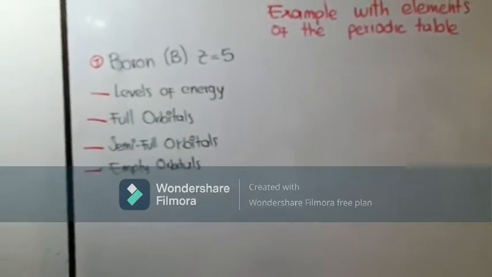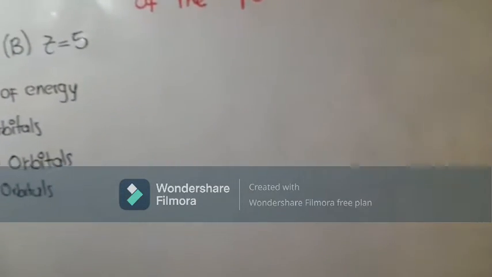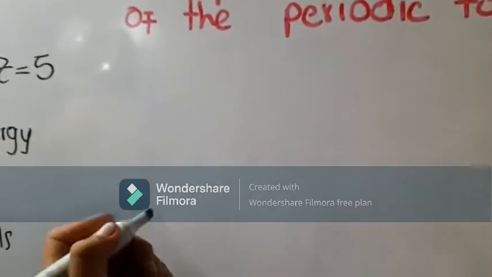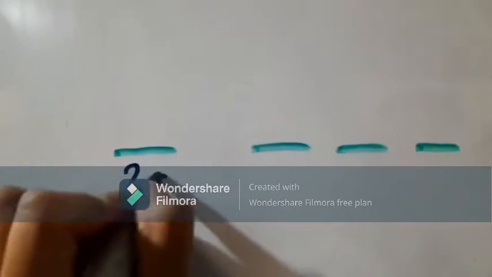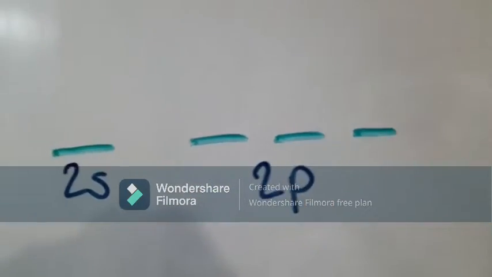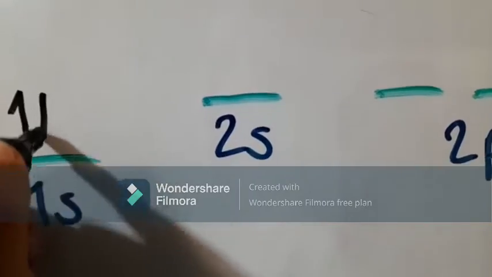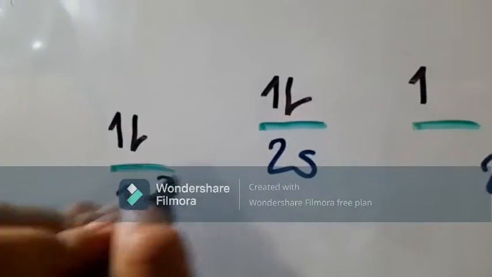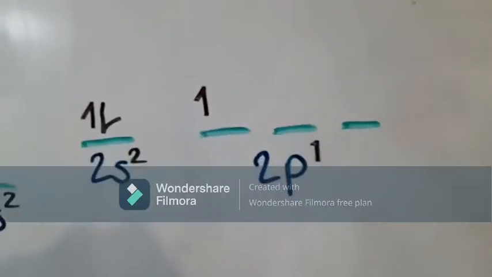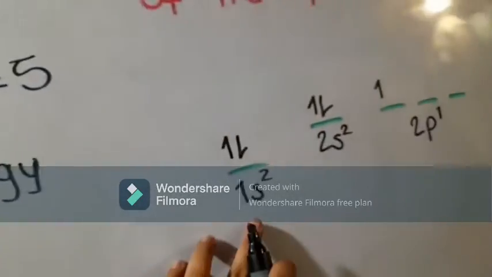We begin with boron with atomic number 5. The respective orbitals are made and filled. With this, we can observe that it has two energy levels. Okay, it has two full orbitals, one semi-full orbital, and two empty orbitals.